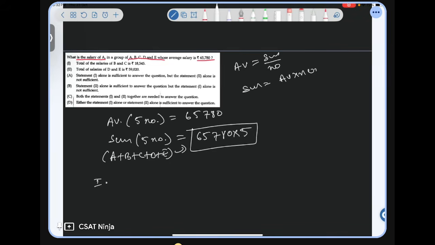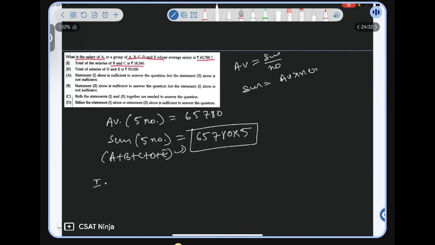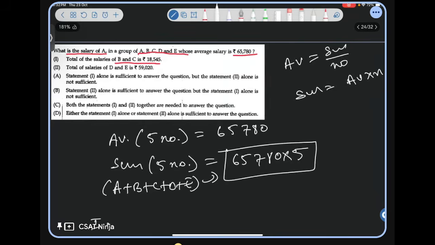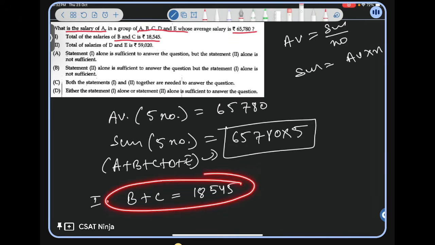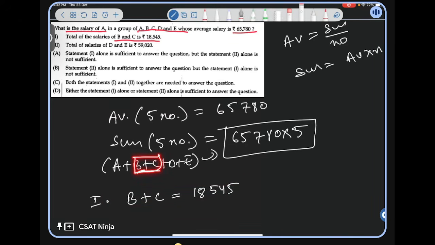Next, let us start with the statements. Statement number 1 says the total salary of B and C is this one. The total salary, which means this is not an average. Is it visible? Is it too small? So the total salary of B and C together is 18545. But remember one thing: we don't know the other values here. So statement number 1 alone is not sufficient to answer.